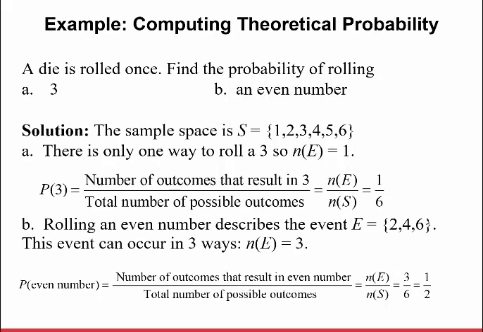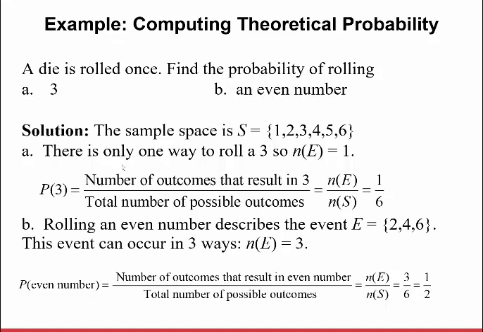Let's work another one, so you can see more exactly what I'm talking about. A die is rolled once. Whenever we roll a die, we're always going to have a 6-sided die. Let's find the probability first of A, rolling the number 3, and then B, rolling an even number.